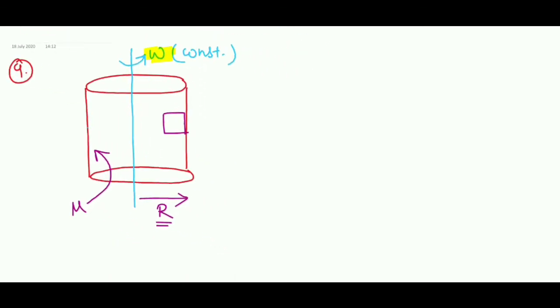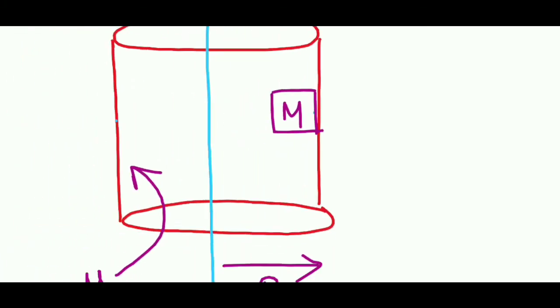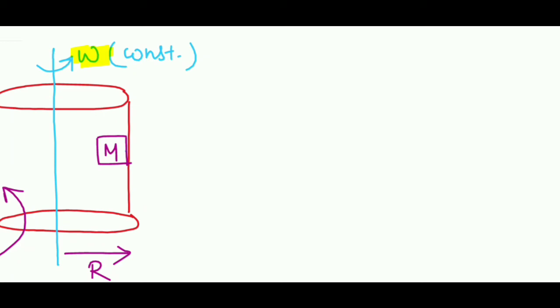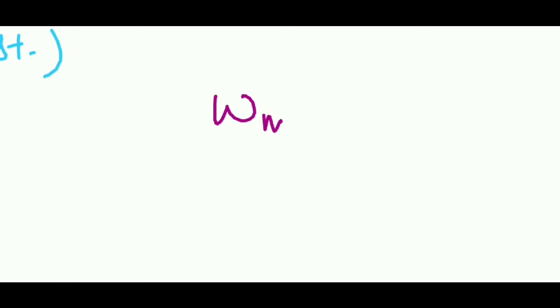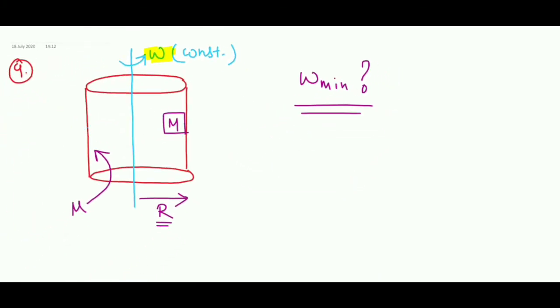The question asked here is, what is the minimum value of omega for which this block will not fall? Take the mass of the block as m. You have to find the minimum omega for the block to stay at its position.